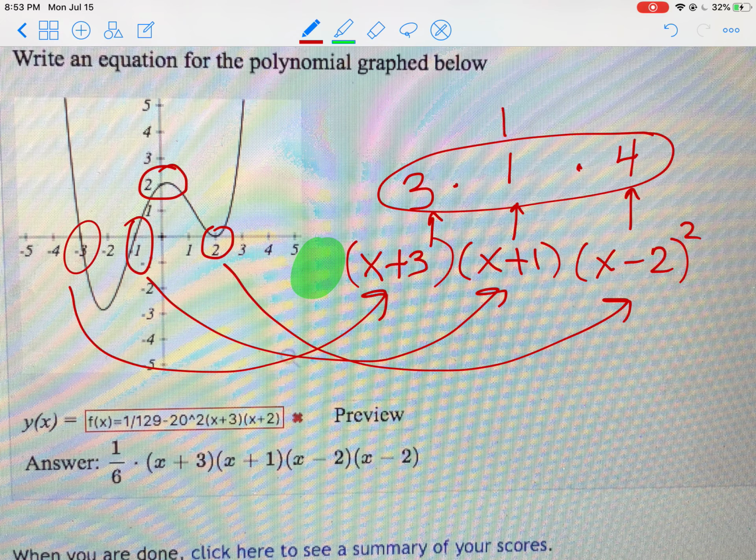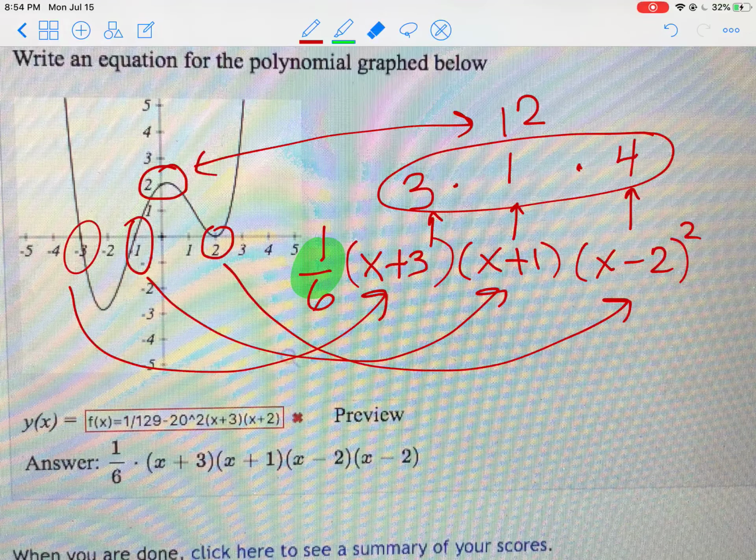So that by itself is going to have a y-intercept of 12, but look at our graph. It's a y-intercept of 2. So what do I multiply 12 by to get the number 2? And the answer is 1/6, right? So that's going to be the leading coefficient. And so in the end, it's a big old mess, but that's how you get the final solution.